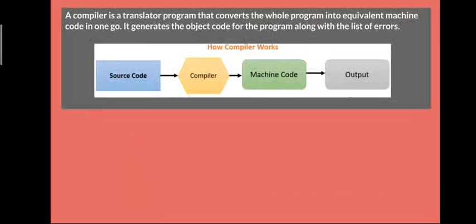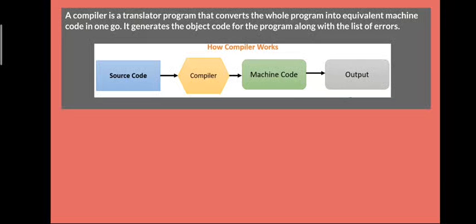Let us look into what the different types of language processors are. There are language processors which take the source code and convert it completely to machine code. After completely converting to machine code, it then executes the machine code as per the instructions given by the program. A compiler is such a translator program that converts the whole program into equivalent machine code in one go. It generates the object code for the program along with the list of errors.